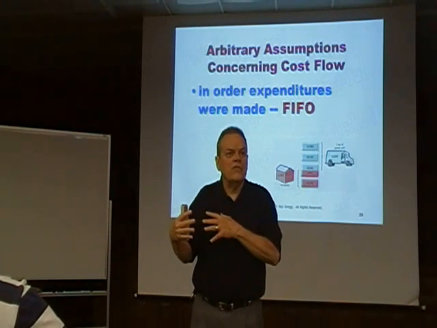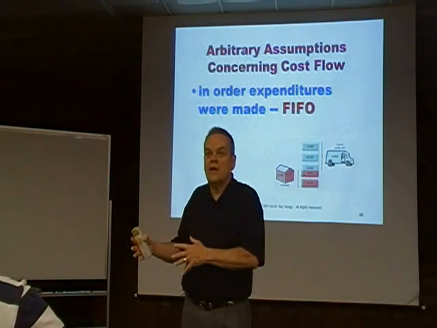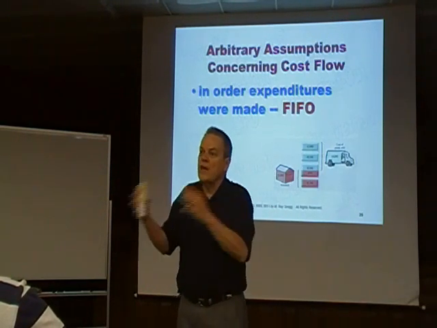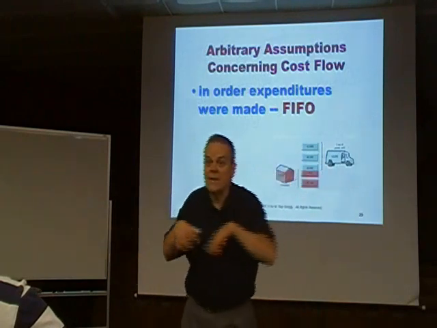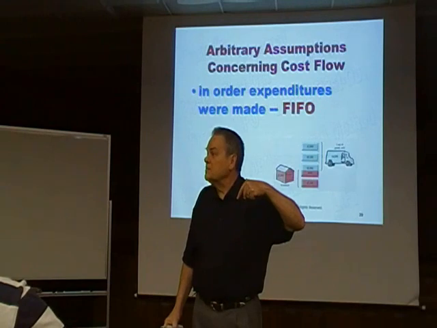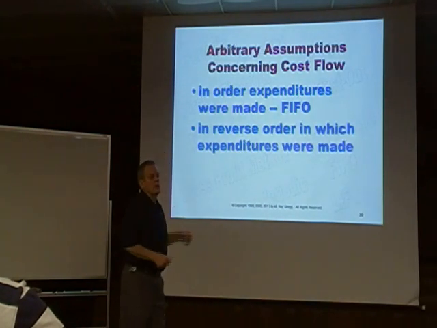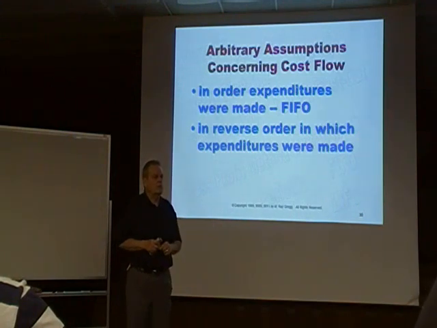They don't want to keep a bunch of old stuff around that you're not interested in buying once that's out of style. They're afraid it'll go out of style and they won't be able to sell it, so they keep moving the goods as they come in. They want them moving out the door so they can buy more. That's FIFO. How about in the reverse order in which expenditures were made?